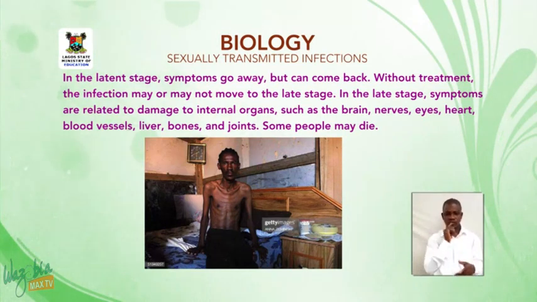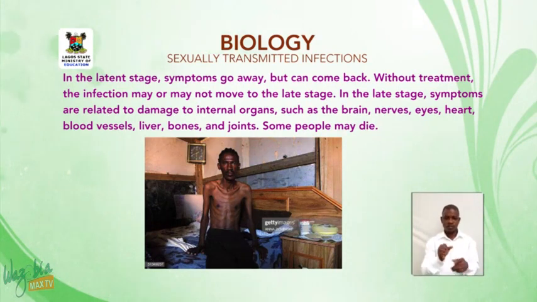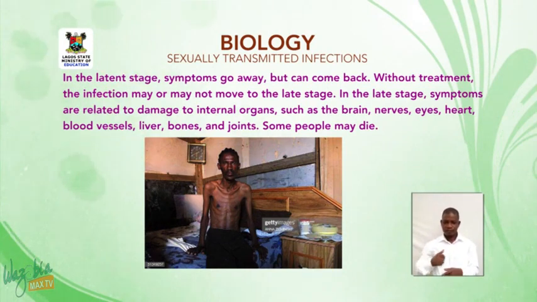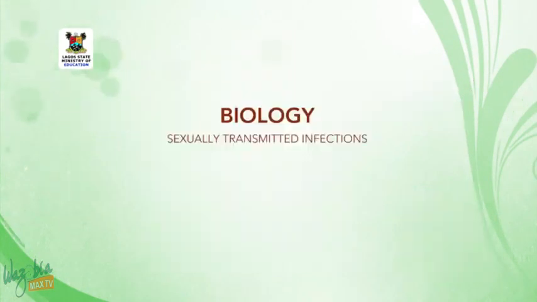In the late stage, symptoms are related to damage to internal organs such as the brain, nerves, eye, heart, blood vessels, liver, bones, and joints. Some people may die. We shall be back.